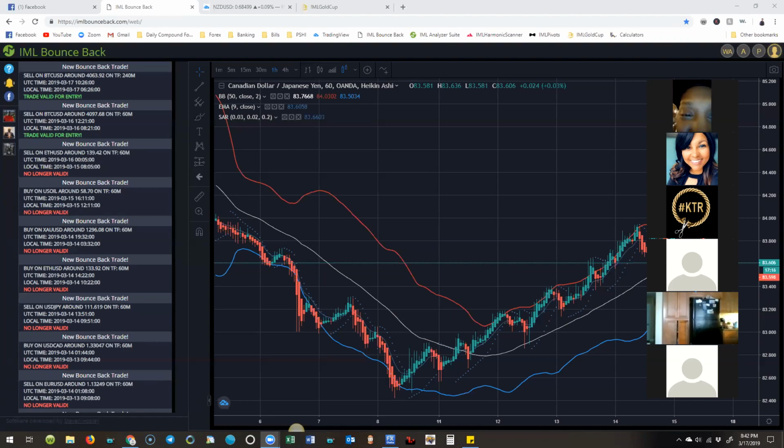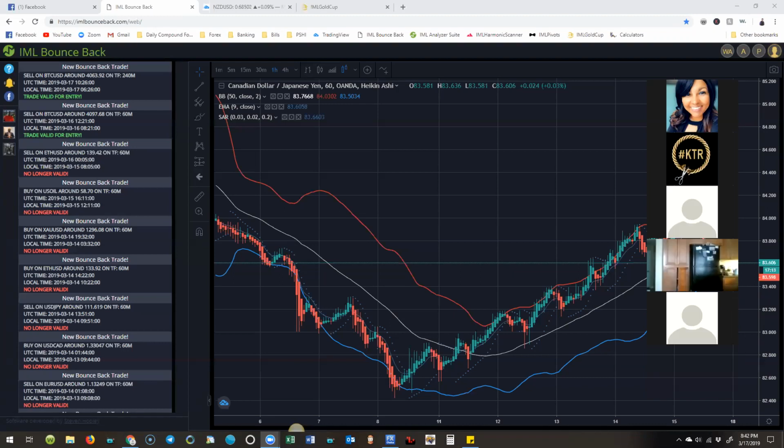What pairs are anybody looking at? Does anybody want to give out a pair that they're looking at right now? Let's look at GA.